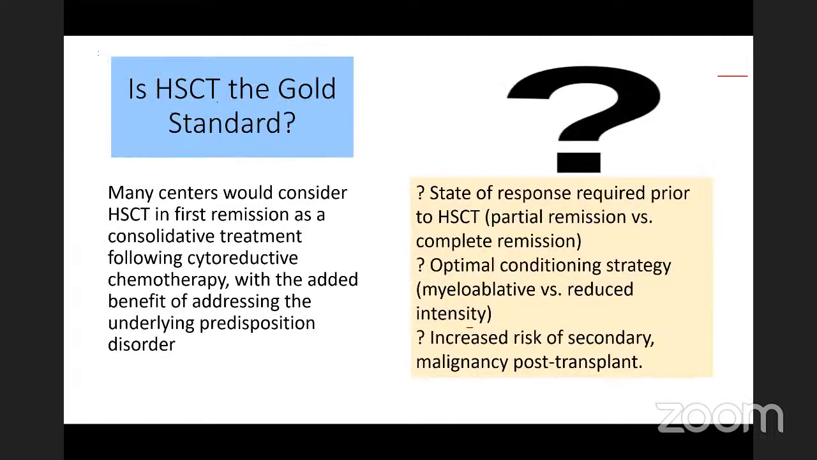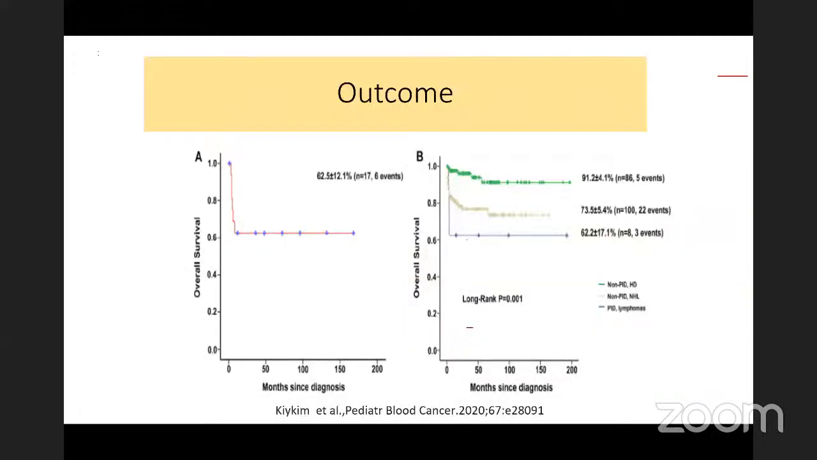Is hematopoietic transplantation the gold standard in such patients? Many centers, after sending the patient into first remission, would consolidate with transplantation, but it would not solve all the issues in some of the immunodeficiencies, like for example ataxia-telangiectasia. So some of the decisions are not fully answered with the state of response prior to transplant. The optimal conditioning after transforming into malignancy, myeloablative versus reduced intensity, and the risk of secondary malignancy is there because the genetic background is still there.